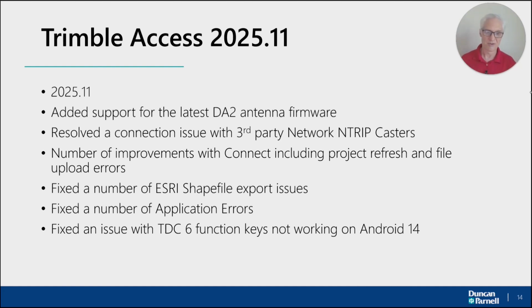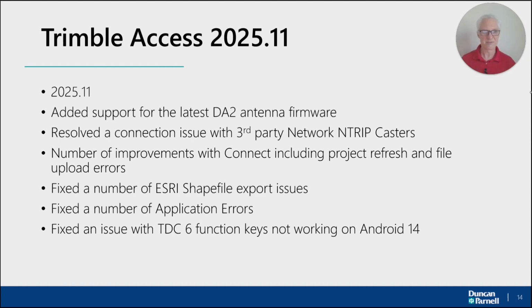All right. Number of improvements with Trimble Connect. So there were some project refresh issues where you'd refresh on the controller and stuff had been deleted online, but it wouldn't show it as deleted. So that's been fixed. File upload errors that people were getting, a lot of those have been addressed as well. There's also a number of Esri shapefile export issues. We talked about now you have the ability to do lines and areas. Well, some of the other export issues that were popping up, some errors have been addressed as well.